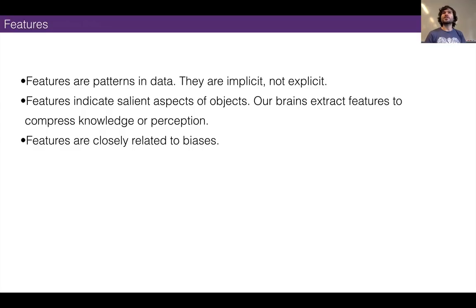This is actually very closely related to the idea of bias. We hear about bias a lot in machine learning, and usually when we use the word biases, we're referring to features that are harmful or unfair in some sense. But they're just a subset of the things that we do in order to basically survive, right?